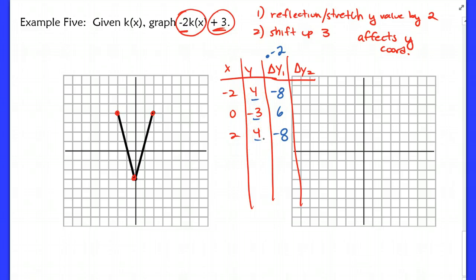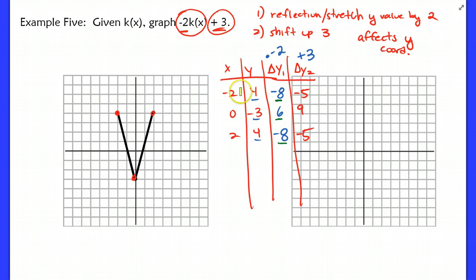Now my second translation says to shift it up 3 units. That means I'm taking this and I'm adding 3 to every y value. So I use the new number here, and I make that a translation by adding 3 to each of those. So I end up with negative 5, negative 8 plus 3 is negative 5, 6 plus 3 is 9, negative 8 plus 3 is negative 5.